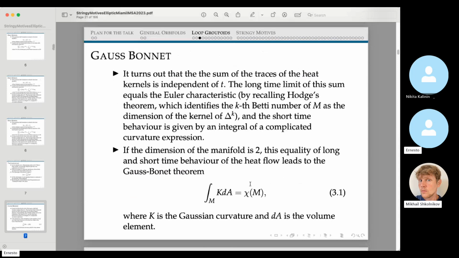If you elaborate the previous discussion, for example, for 2-dimensional manifolds, it still can be done. This equality of long and short time behavior of the heat flow gives you on the one side the integral of the curvature, and on the other side the Euler characteristic. And so you recover this profound theorem of Gauss, telling you that the Euler characteristic of a manifold is the integral of the curvature. It's a very beautiful story.